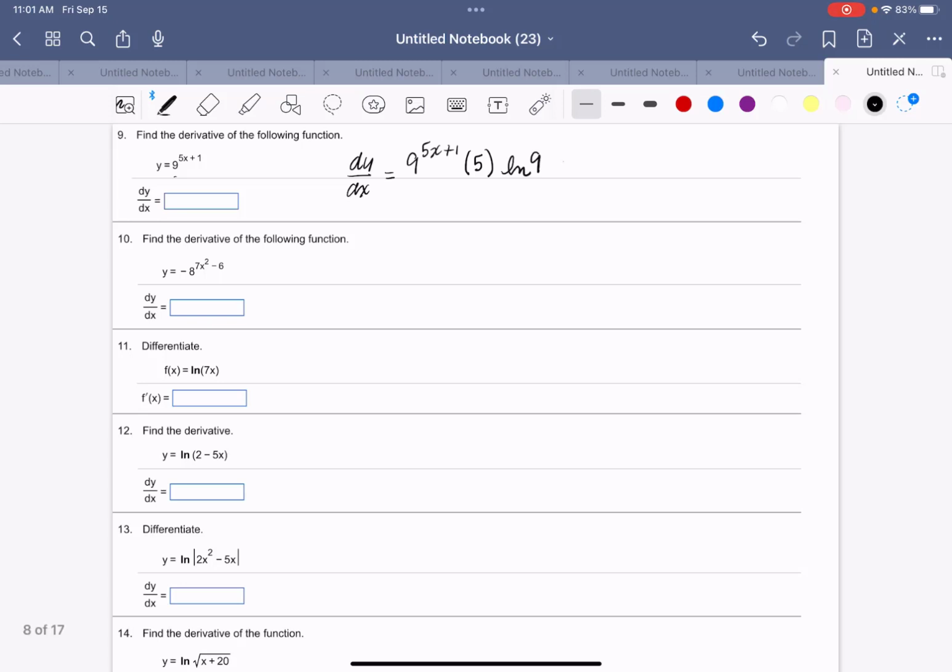You may rewrite this as 5 times 9 to the 5x plus 1 times the natural log of 9. And really, you can write this in any order as long as you make sure that the multiplication is clear. So another option might be 5 times the natural log of 9 times 9 to the 5x plus 1. Any of these forms should be acceptable in MyMathLab and on a test.